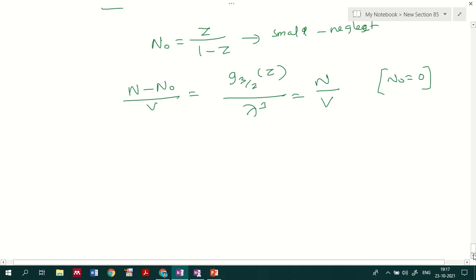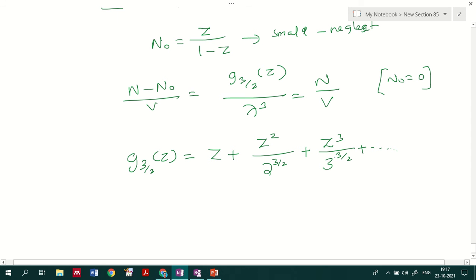Now we know that g3/2 of Z is a function of Z, which I can expand as a series, like we have already done earlier as well. So that is Z plus Z square divided by 2 raised to 3 by 2, plus Z cube divided by 3 raised to 3 by 2, plus etcetera, like that.